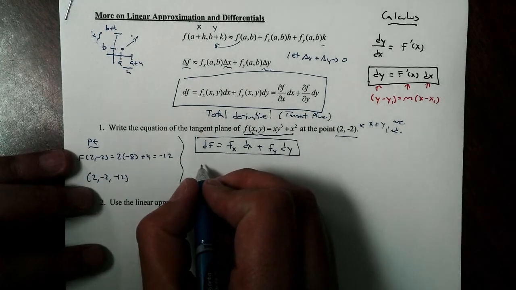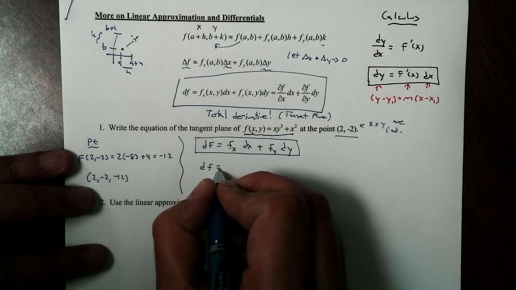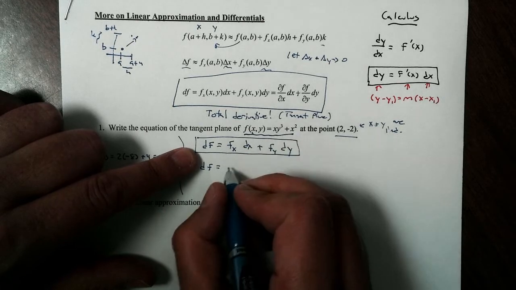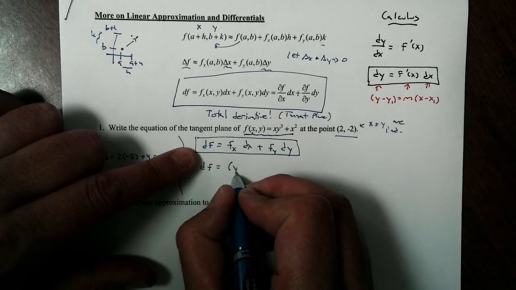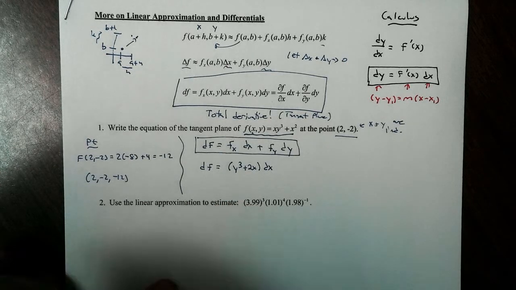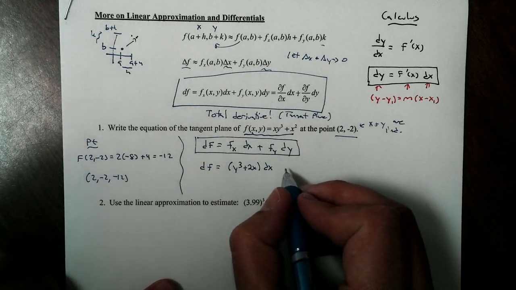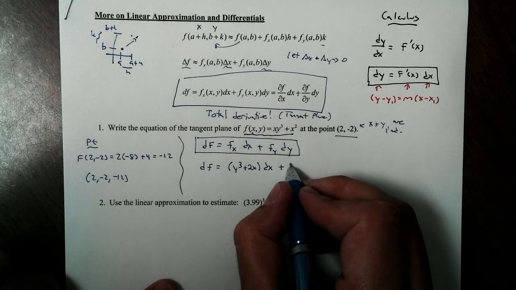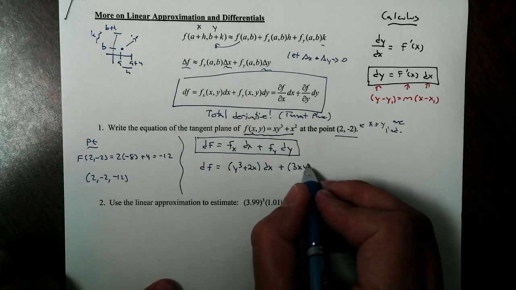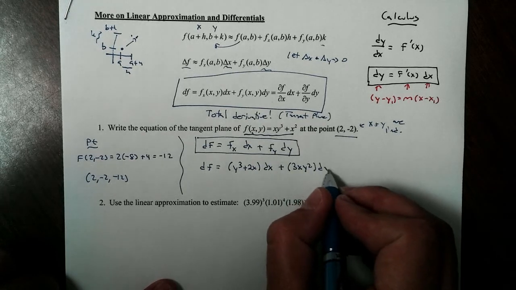And I can do most of this in my head. Change in f is equal to, well, my partial with respect to x, that's just going to become, in parentheses, y cubed plus 2x, dx, plus my partial with respect to y becomes 3x y squared, that just becomes 0, dy.